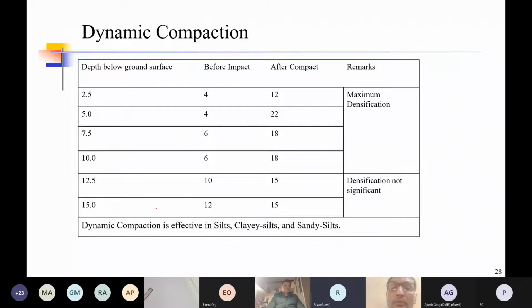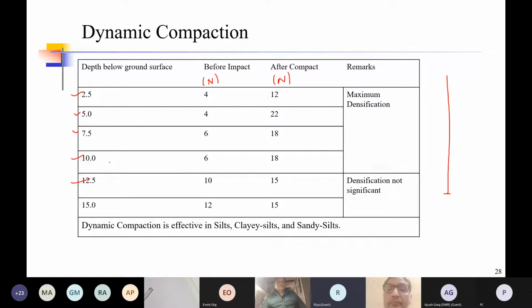Herein, this is a typical graph which shows the effect of the dynamic compaction across the depth of a layer. So what you can see here at various depths, the N values. Sorry, I did not mention that, these are all SPT N values. So N values before the impact and N values after the compaction, after the impact, those are measured.